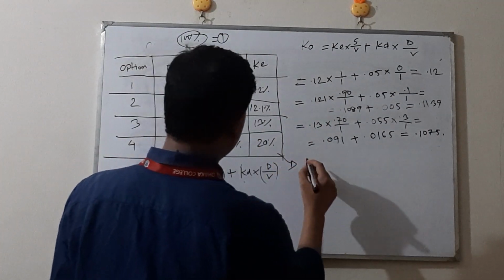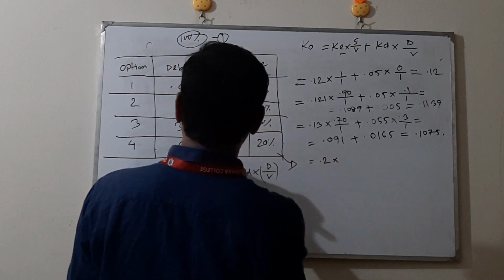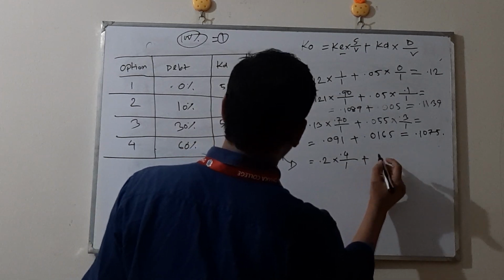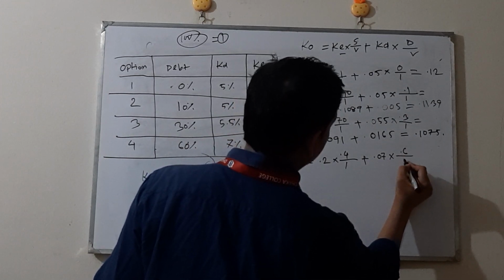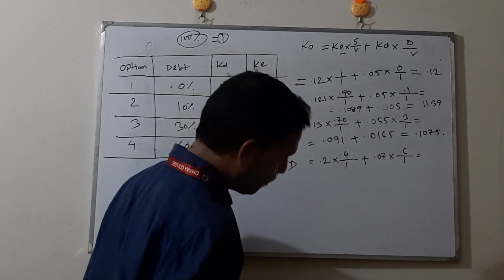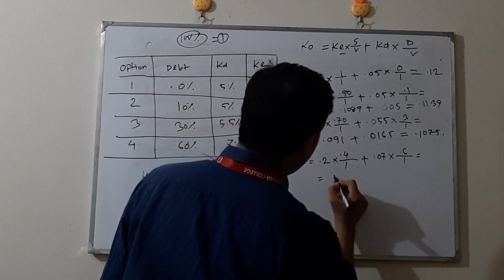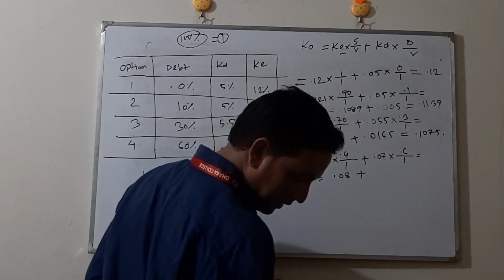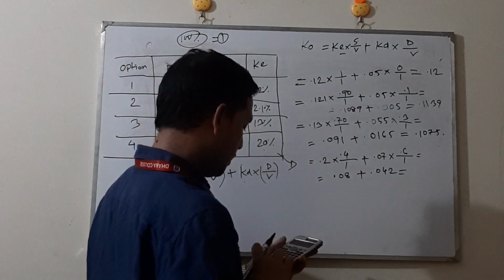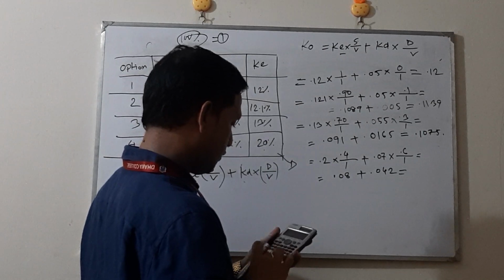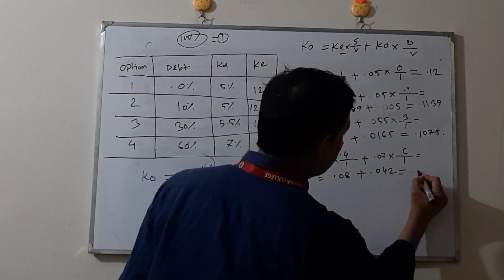Then the fourth one: KE is 20%, 0.2 into 0.4, which is 0.08, plus KD 0.07 into 0.6 divided by 1, which is 0.042. So 0.08 plus 0.042 equals 0.122.